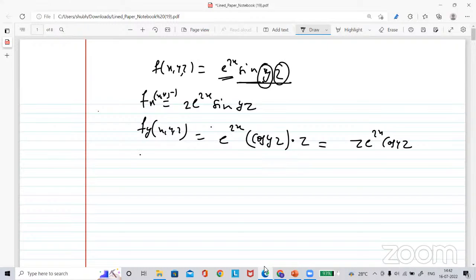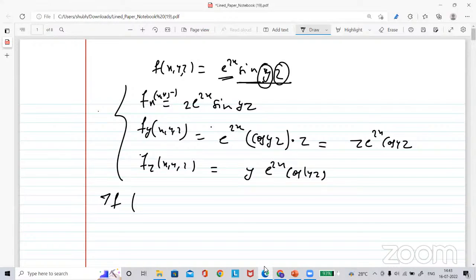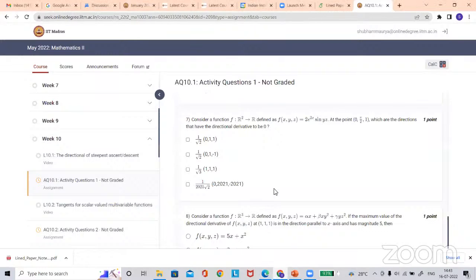Similarly for z, it will be the same. Only here y will come, with cos(yz). It will be the same, only y works as a constant here. Now what will be the gradient? The gradient for the general case just needs the values substituted here. One by one you can substitute and check for which direction the directional derivative is 0. You need to take the dot product; the direction whose dot product gives you 0.